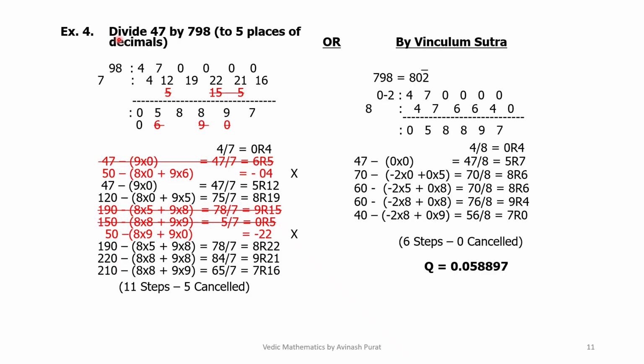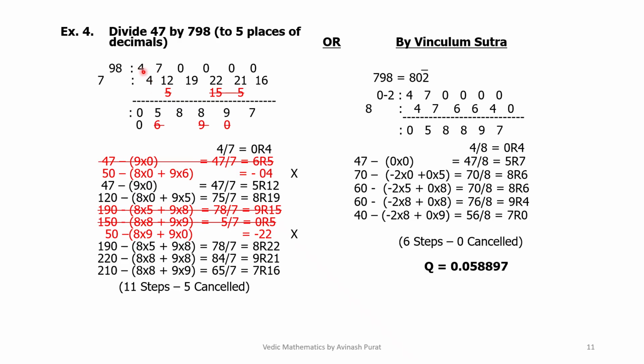Example 4. Divide 47 by 798 to 5 places of decimals. Now 7 is written down. Diagonally opposite on the upper line is 98. 98 is having 2 digits. Now, but 47 is smaller than 798. So 47 is after the decimal point.